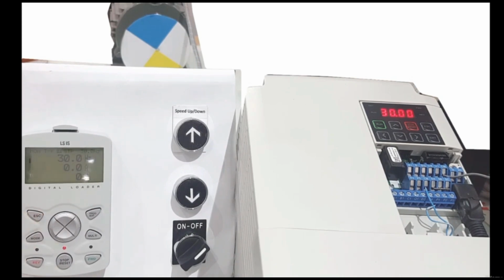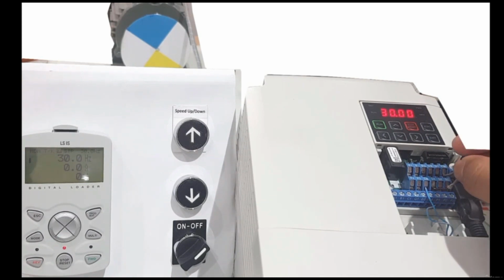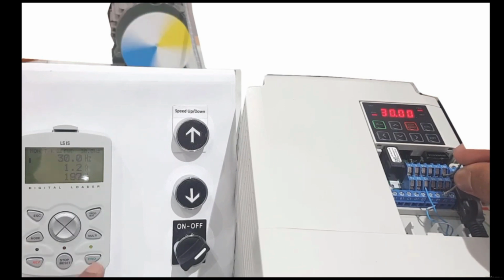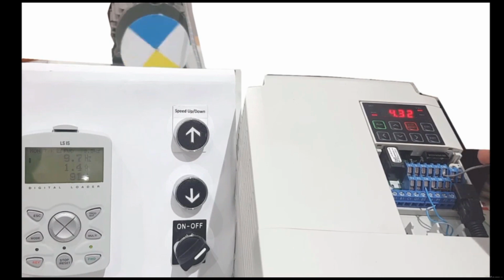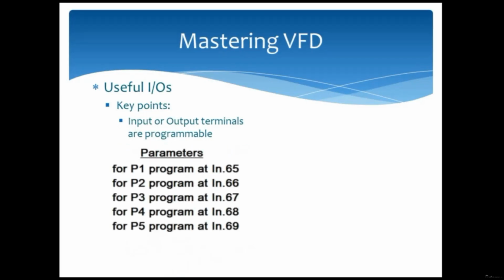Now let's test. I will connect the jumper to P2 and look, the motor is running in forward direction. Now here I am sharing the parameters from where you can access the terminals. It is very simple, just you need to find these parameters in the parameter list of VFD.